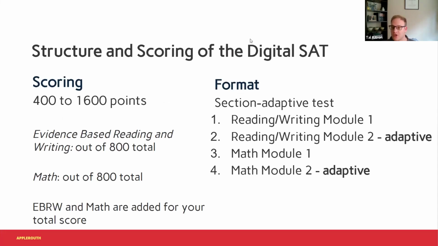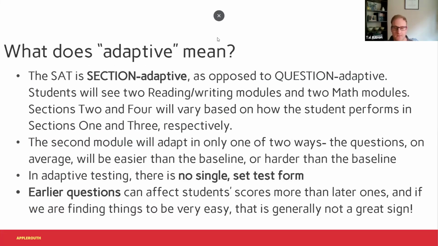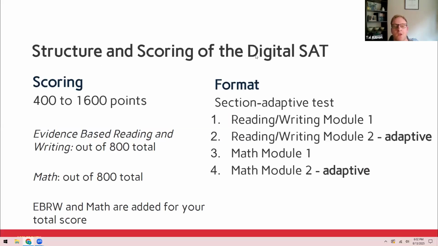So let's talk structure and scoring. 400 points just for showing up. So that's 200 for verbal, 200 for math. Of course, we don't want to score a 400. I never have seen that, but that would be just showing up and getting every answer wrong. As I mentioned, out of 800 for verbal, 800 for math.